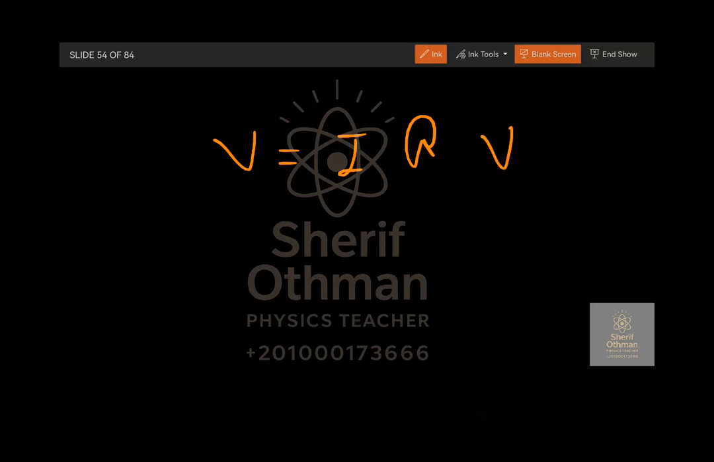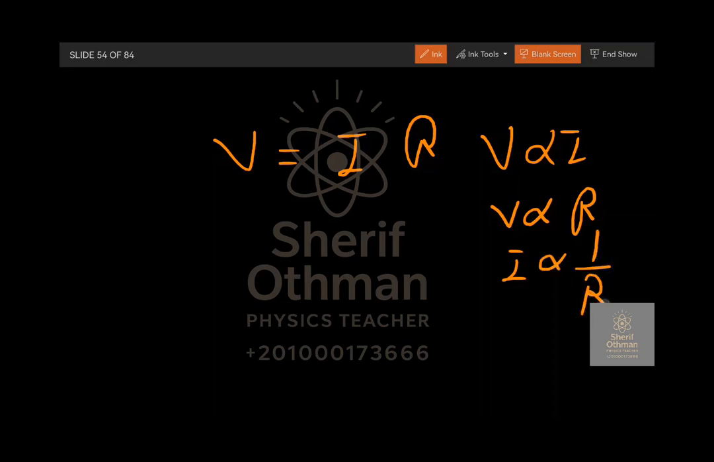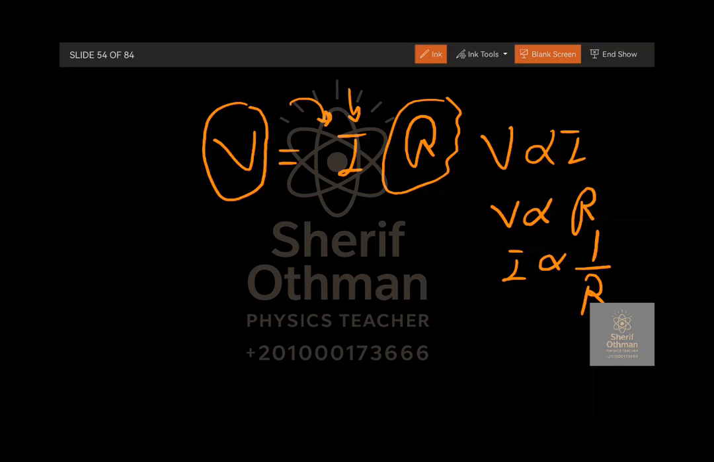V is directly proportional with I. V is directly proportional with R, while I is inversely proportional with R. If the resistance of the conductor increases at a constant I, that means the potential difference must increase also to provide the same amount of charge that passes through the conductor.